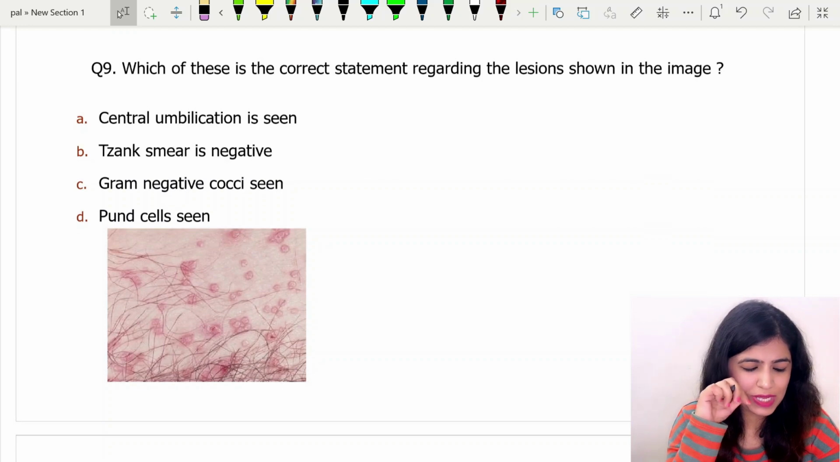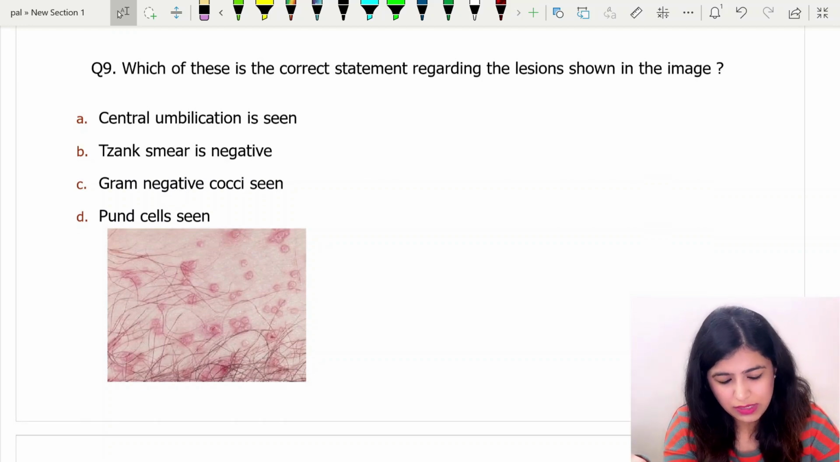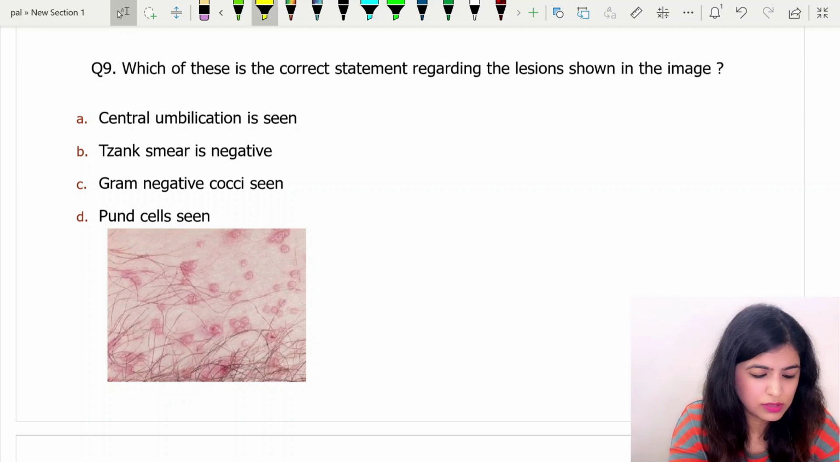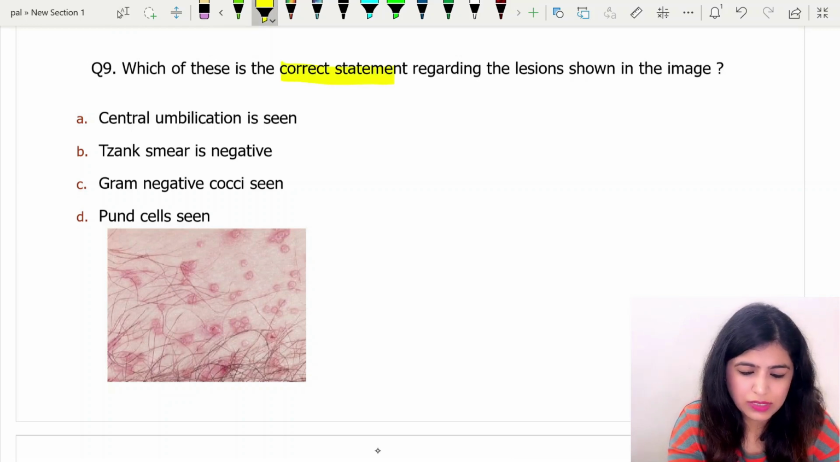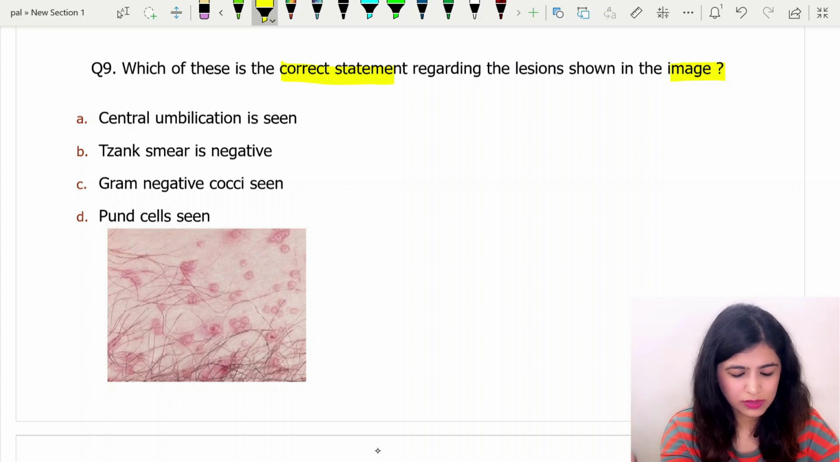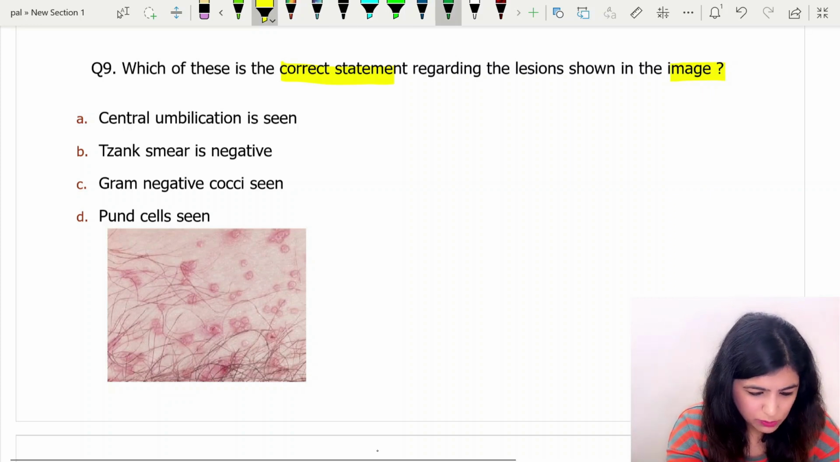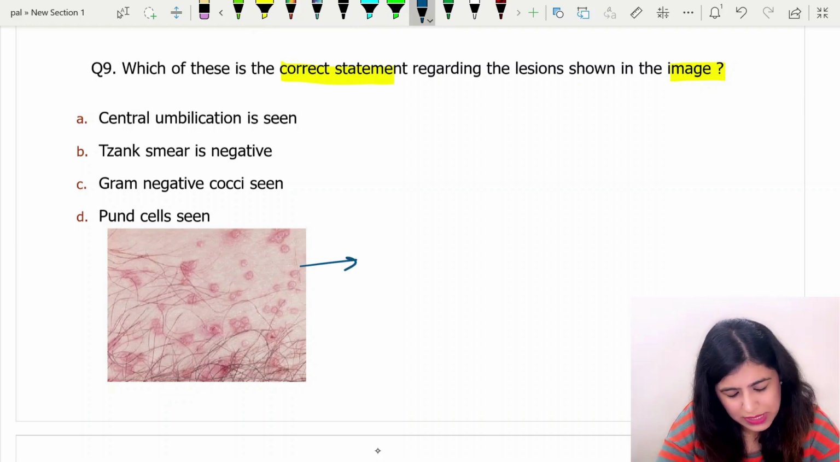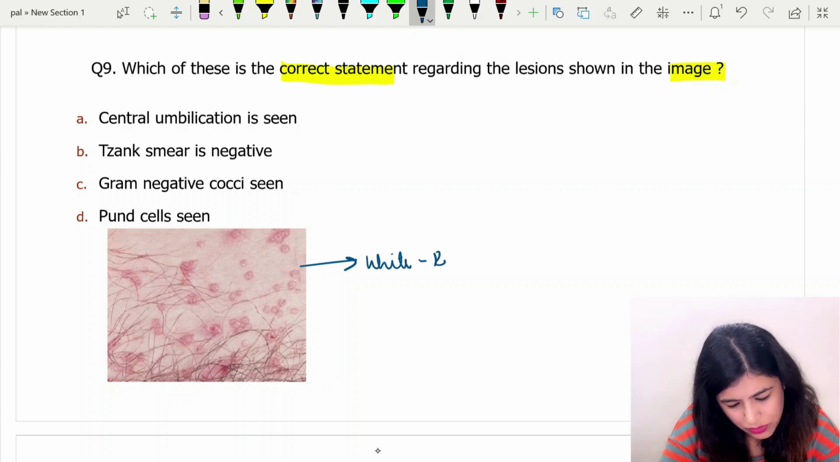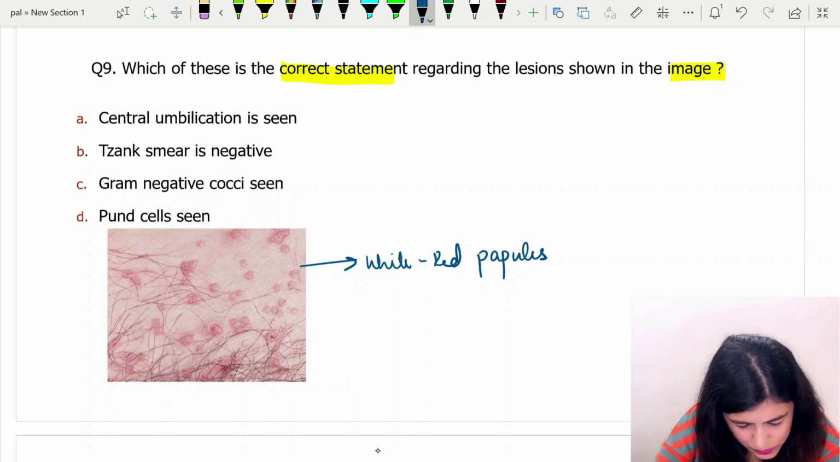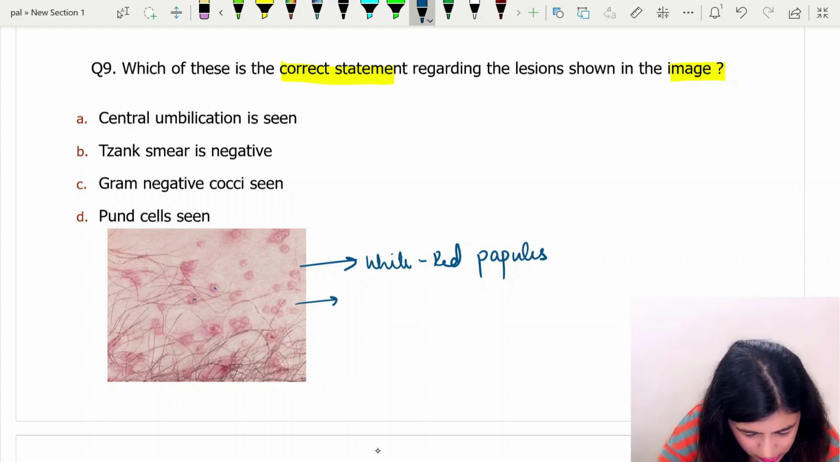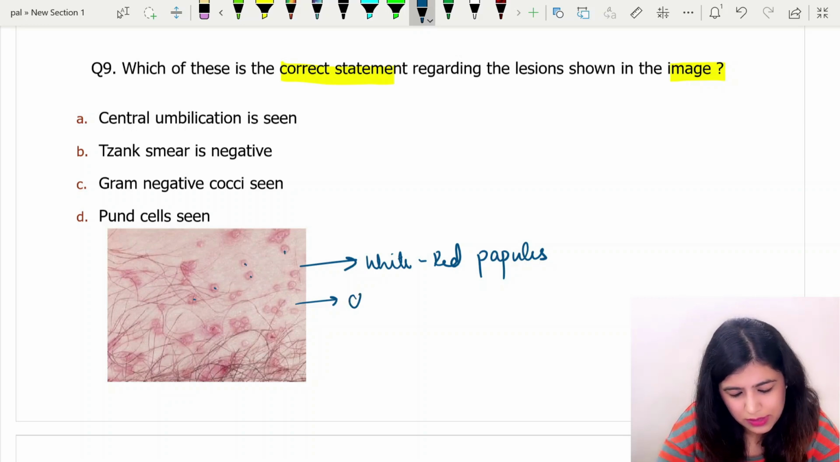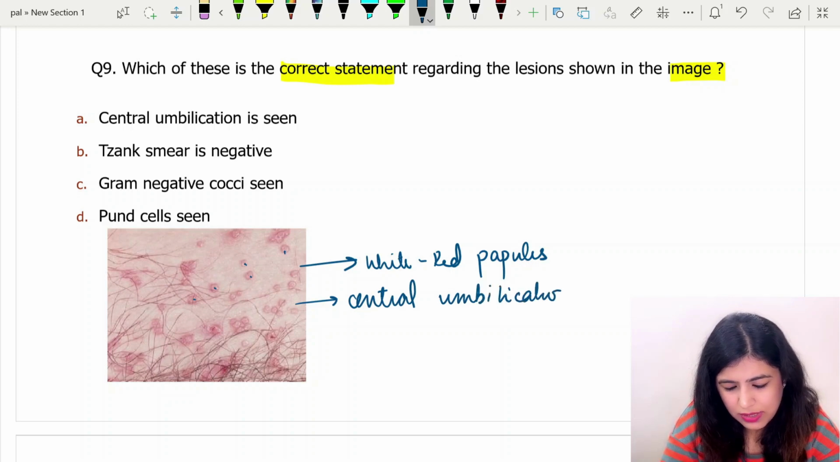Coming to question number 9. This is again an STI related question. Choose the correct statement regarding the lesion shown in the image. There is no hint in the text, we just have to look at the image. So let us see what the image is giving us. Number 1, what you see in the image are these multiple white to reddish papules. Then you see that most of these papules have a central dot, the central umbilication that you see here.